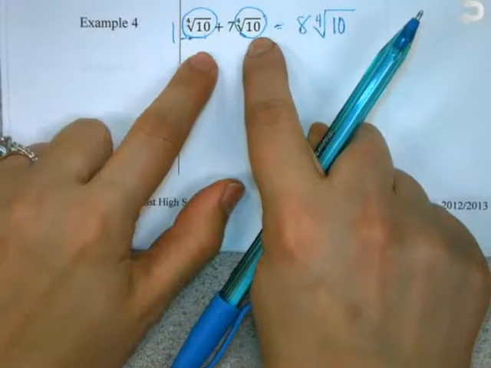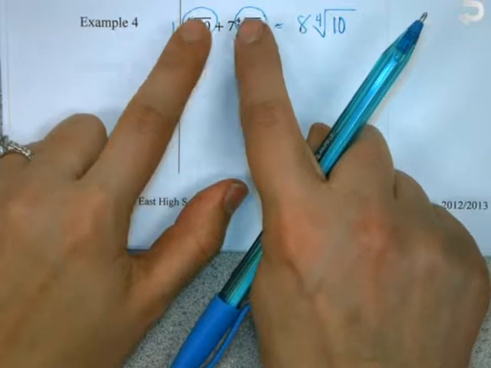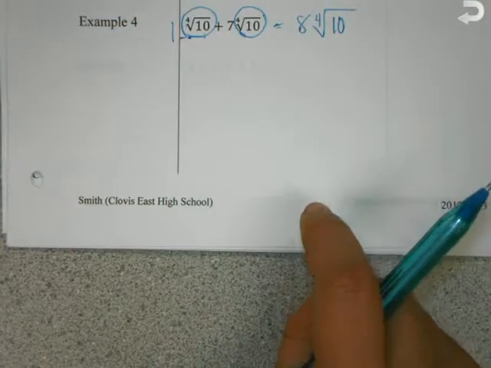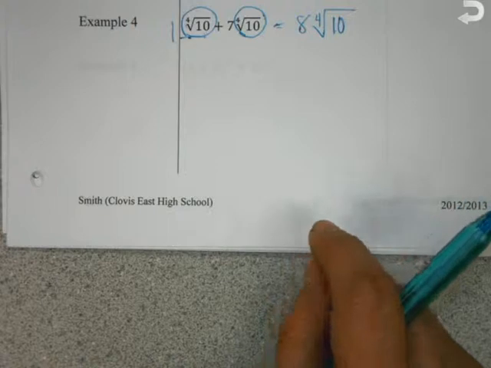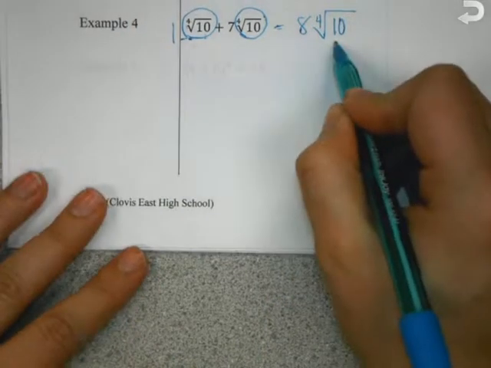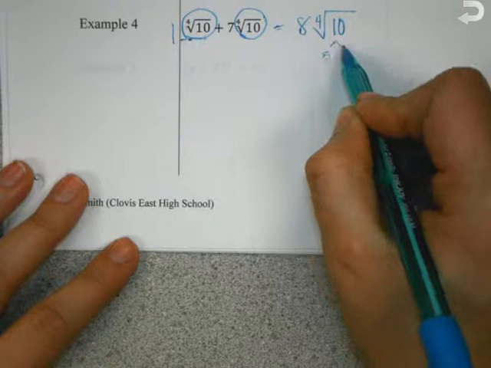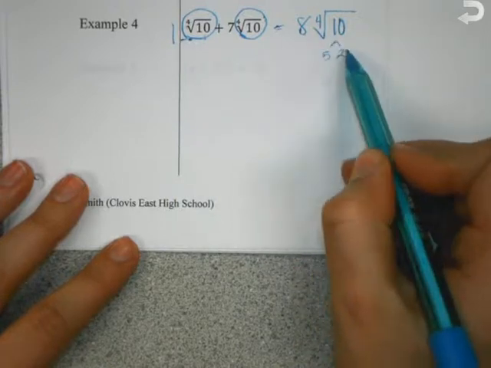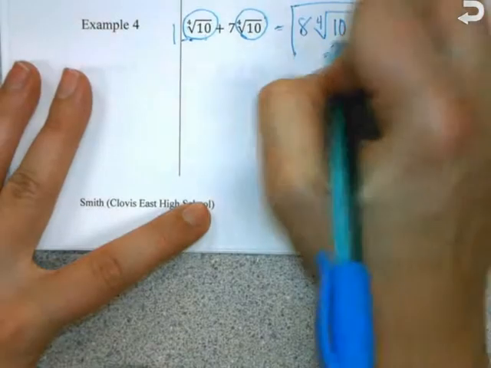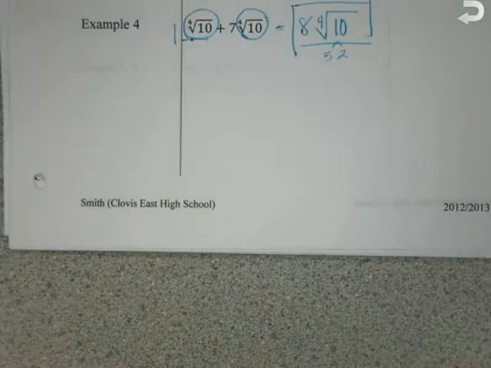The only thing I want you to make sure that you do on all of these problems is double check that you can't simplify anymore. How does 10 break down? 5 and 2. Can I pull a 4th root out of either of those? No. So this would be our answer. So you need to make sure that you check that you can't simplify anymore. I am going to show you an example of one that looks like that.